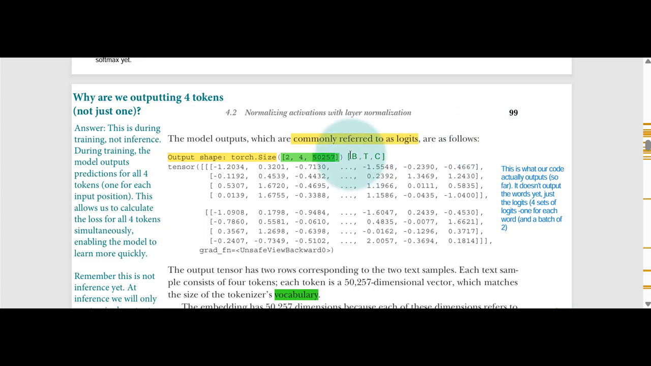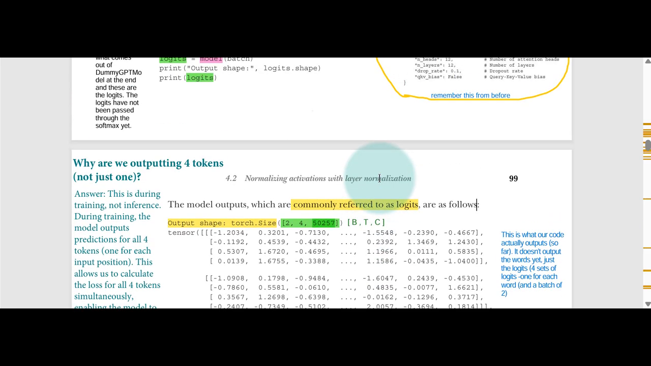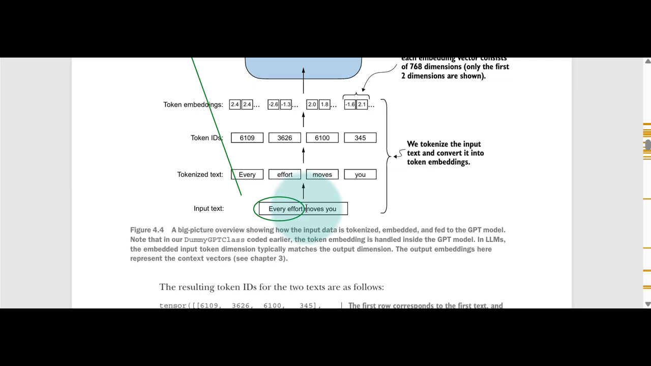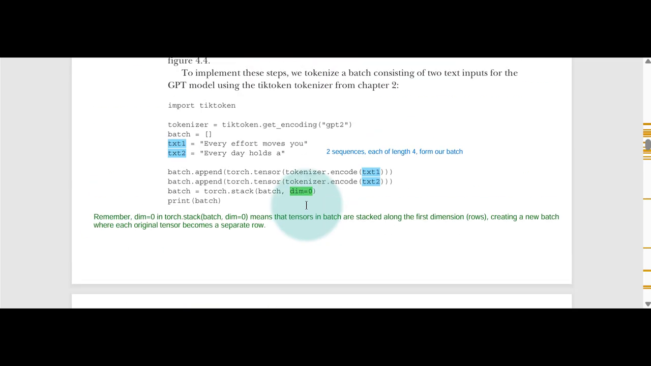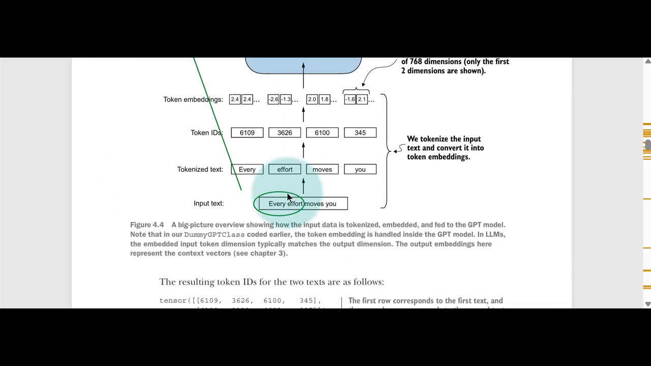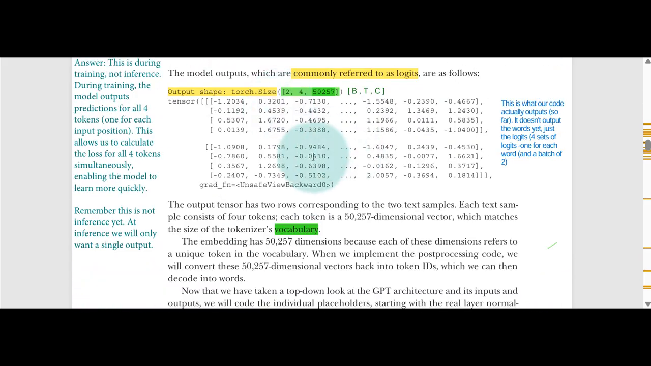Okay, and as I said, this is just the first element of our batch, the first sentence. But we had two sentences included in our batch, so we need another prediction for each token in the output for this second input. That's what this second one is. So that is the output.